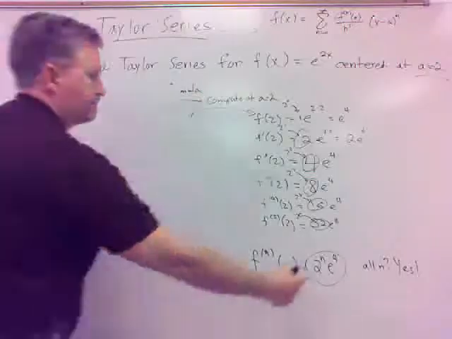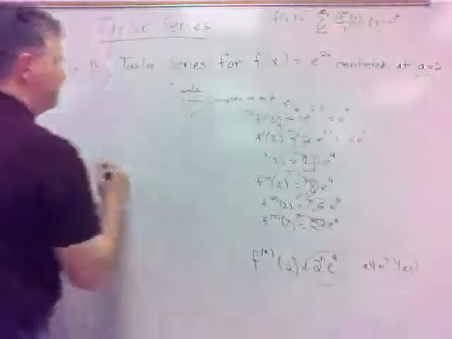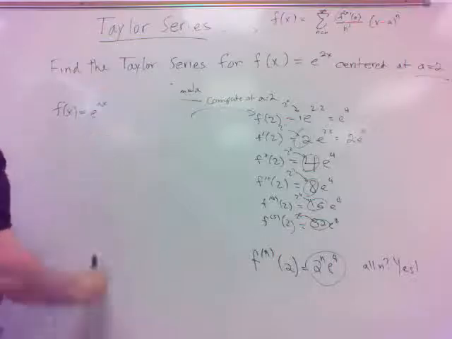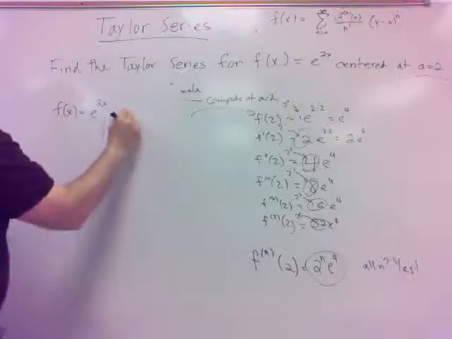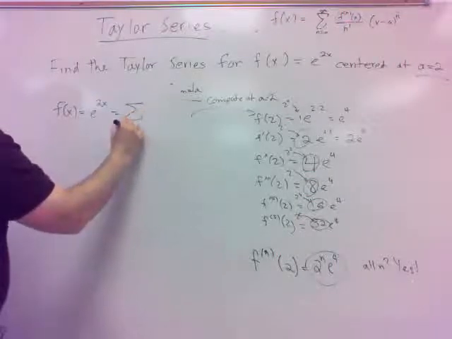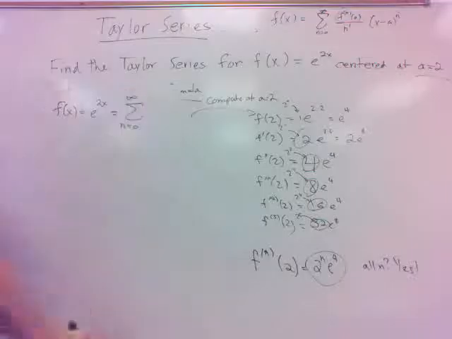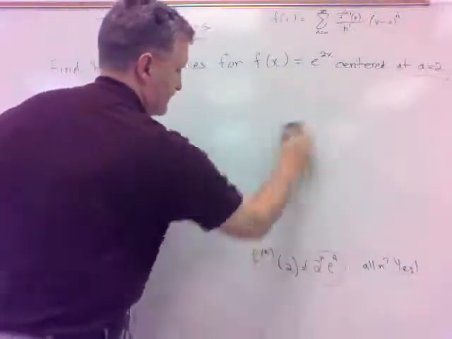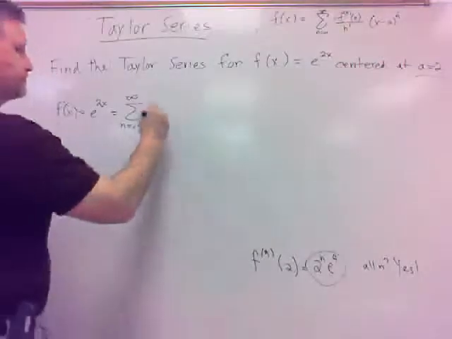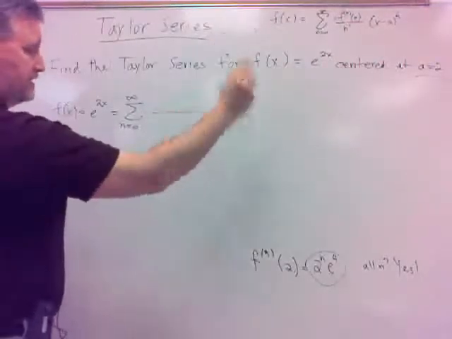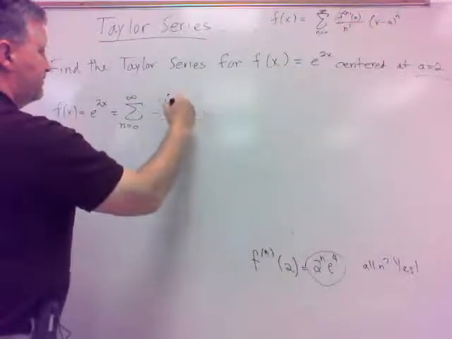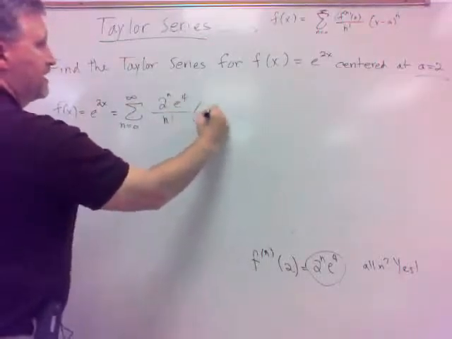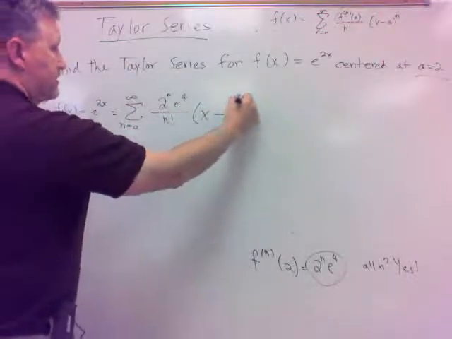So I can plug that into my Taylor series right there. So my f of x, e to the 2x, is going to be the Taylor series. I can go from n equals 0 to infinity for that one. The formula works for all of them. So the nth derivative is 2 to the n e to the 4th over n factorial, times x minus a, which is x minus 2, to the nth.